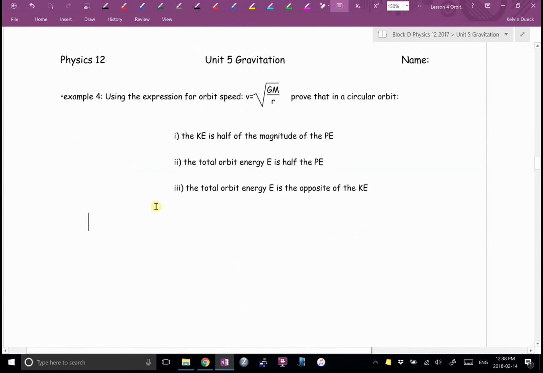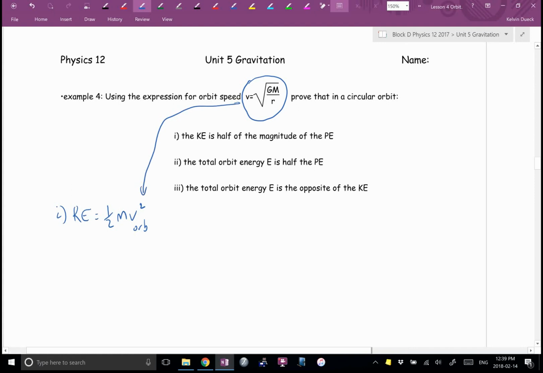Some neat patterns. It says: use the expression for orbit speed, v equals the square root of big G, big M over R, to prove that once you're in orbit, that's a circle, kinetic energy is half the magnitude of potential energy. What? How would I prove that? Well, kinetic energy hasn't changed. What is the equation for kinetic energy? If you're in orbit, it would be a half m v orbit squared. And we do have an expression for orbit speed, so why don't I plug that in there?